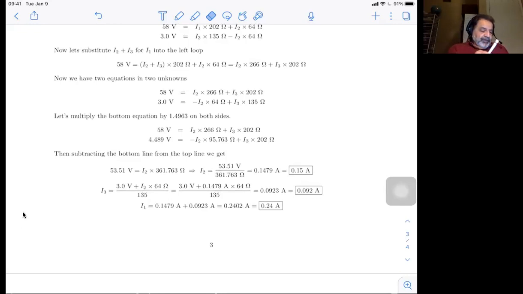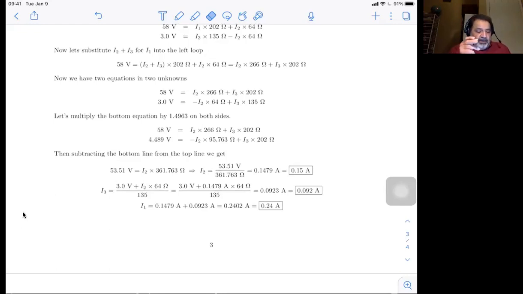And I3, you can see, is 3 volts plus I2 times 64 ohms divided by 135, and that's equal to 3 volts plus the 0.1479 amps times 64 ohms divided by 135. And I should have an ohm there, but that's equal to 0.0923 amps or 92 milliamps, 0.092 amps.